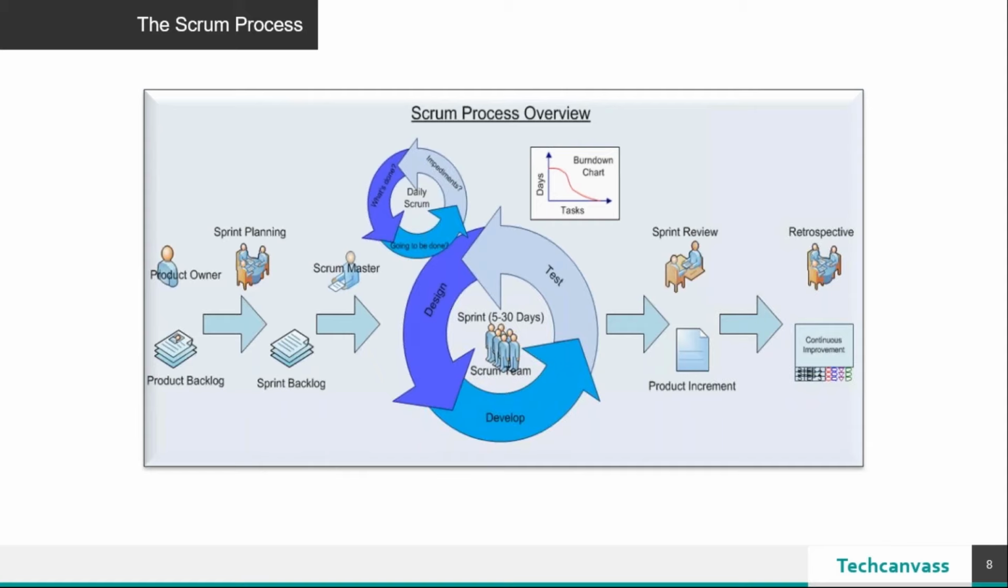So in the retrospective, usually you talk about what went well in the sprint, what did not go well, what probably can be improved, or any suggestions for the next sprint, so that you can follow. So these are the things which you usually do in a typical Scrum process.